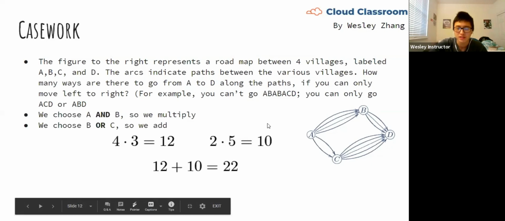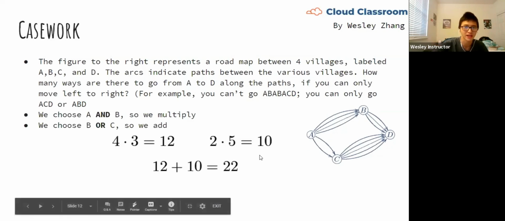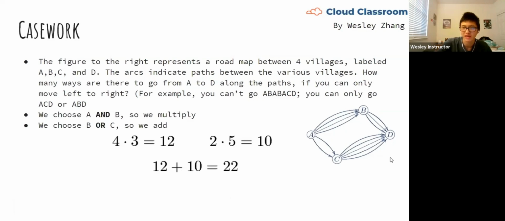But these are separate. I can't choose B and C. That's not possible. I can only choose B or C. So that's why I add these 2. So 12 plus 10 equals 22. So I have 22 possible ways I can travel from A to D.